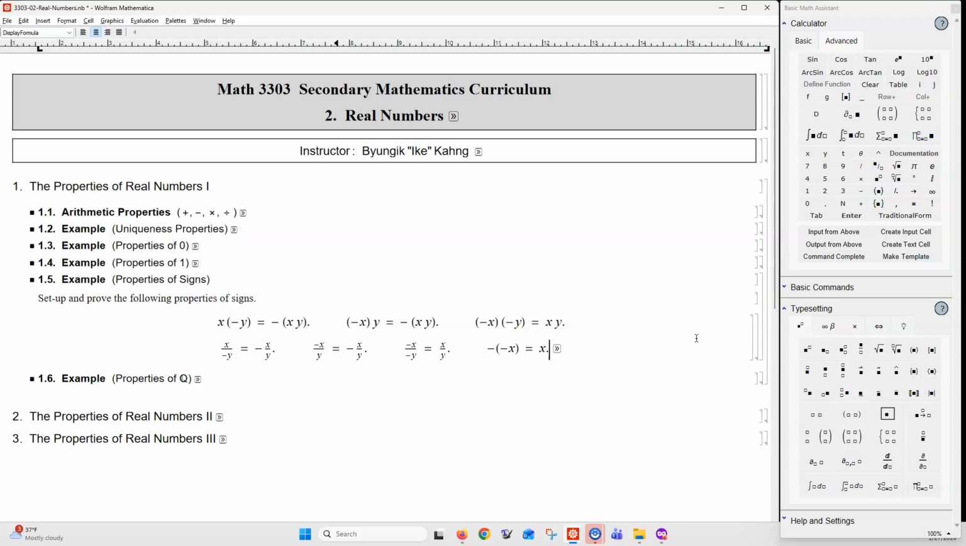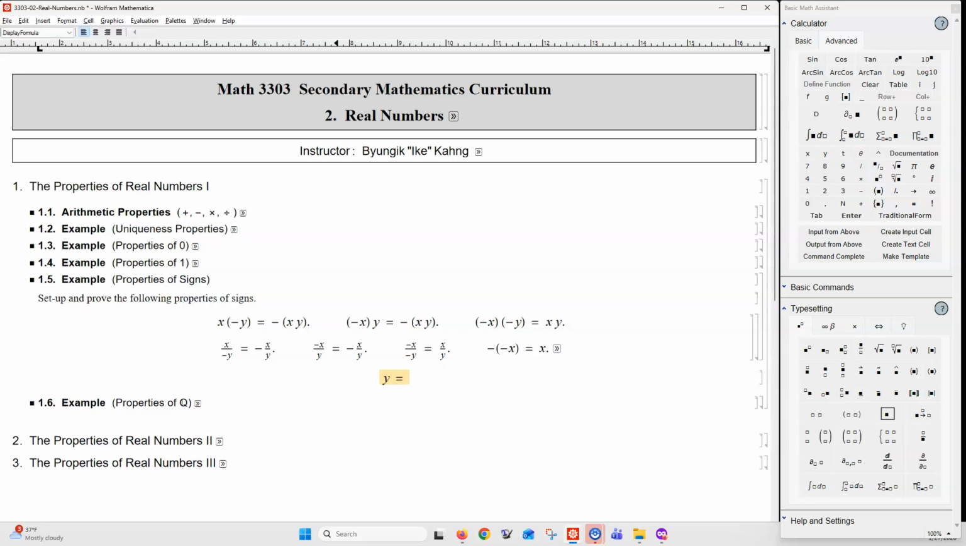And then please remember, negative y is not defined as negative 1 times y. As a matter of fact, that's something you can prove as well. You can prove that negative of y is equal to negative 1 times y. Yeah, you can set up and prove this one.